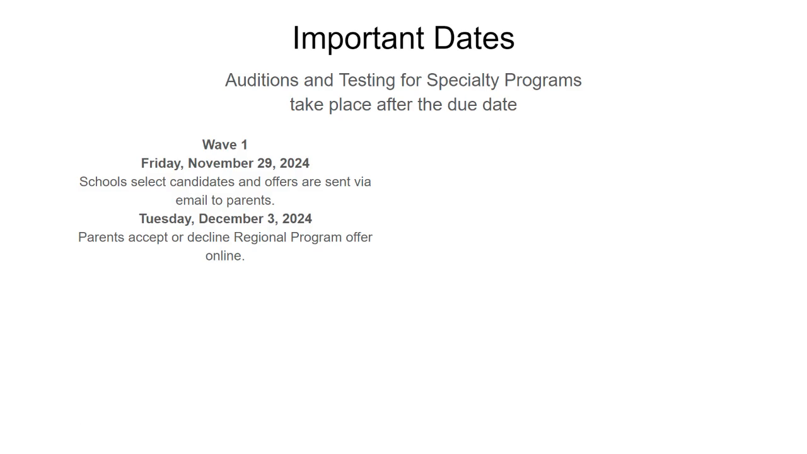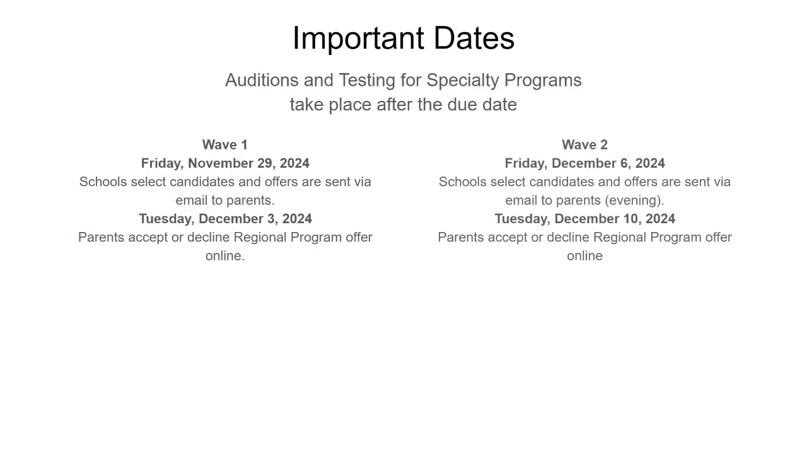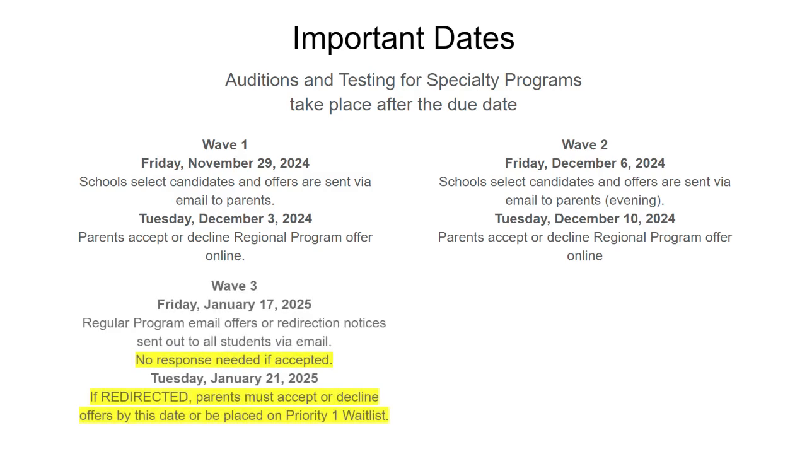If your child has applied to specialty, there are 2 waves of offers that come out. One on Friday, November the 29th by email, and one on Friday, December the 6th by email. You have 4 days to accept or decline, so please check your emails, and your junk mail, in those timeframes if your child has applied to specialty. For regular program applications, you will receive an email Friday, January 17th after 5 p.m. And if it says that your child has been placed, you have nothing else to do.